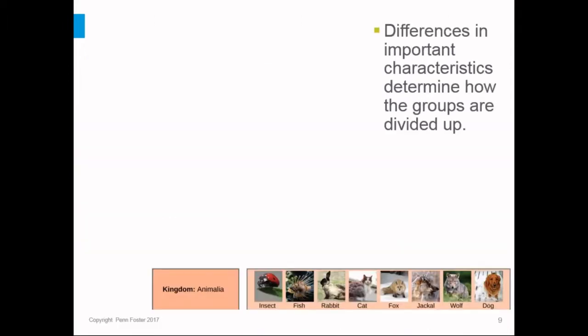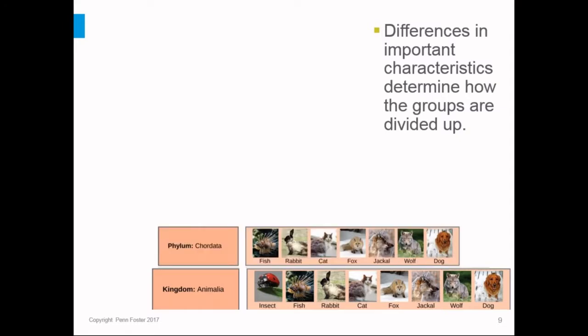So differences in important characteristics determine how the groups are broken up. So all of these animals on the screen are part of the kingdom of animals. But the ladybug is different from the rest of them because it does not have a spinal cord. So it is in a different phylum than the others. So you see when we move from the level of kingdom to phylum, it got smaller. The ladybug is not included in this phylum. It's becoming more specific. It's less inclusive.